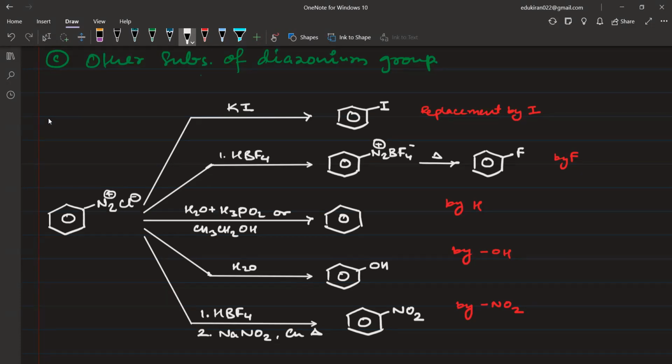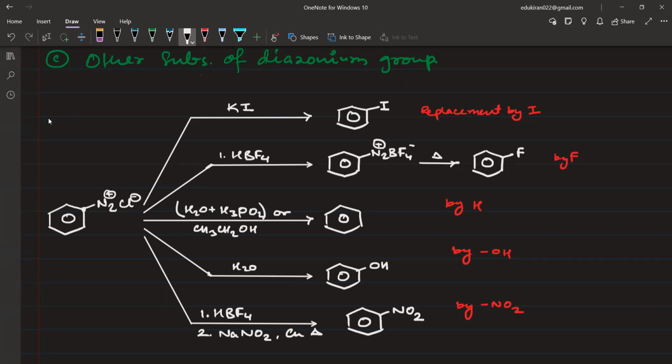If you react this with ethanol or H2O in the presence of H3PO2, you will get simple benzene. Here this carbon does not have any hydrogen right now, and it is replaced by hydrogen if we react with H2O in the presence of H3PO2 or ethanol. Any one of the reagents you can use. You can use H2O plus H3PO2, or you can just use ethanol.